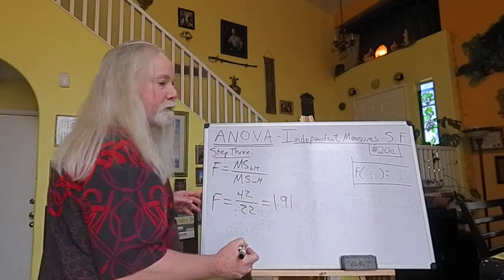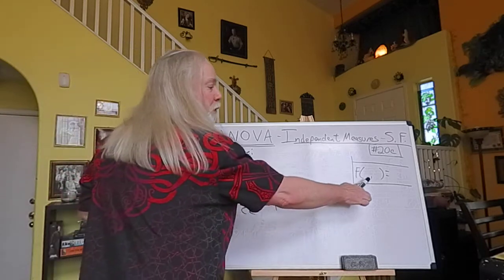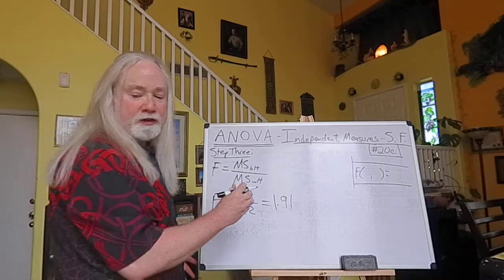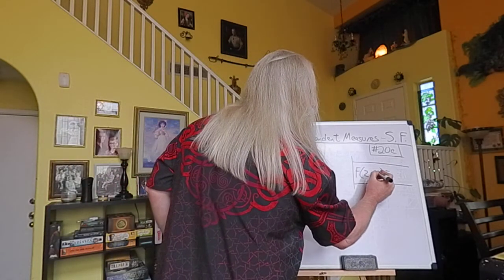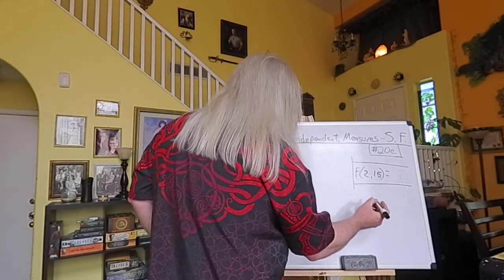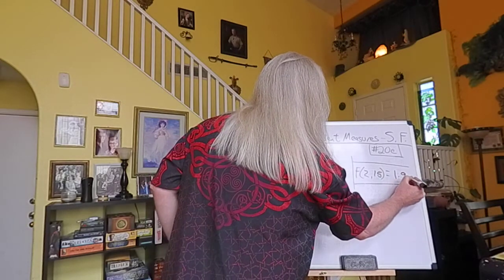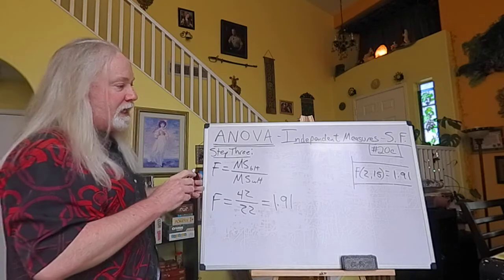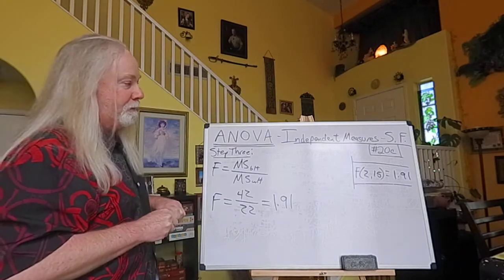1.91. So again, even right here, we're going to report the degrees of freedom with it. Always, always, always, between and then within. So we have an F of 2 and 15 that equals 1.91. And that's just how we say it. An F of 2 and 15 equals 1.91.